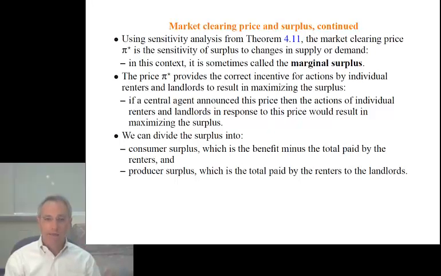The price pi gives the right incentive for actions by individual renters and individual landlords to maximize the surplus. We could imagine a centralized implementation. A central agent, for example, could announce this price. If they did, then the actions of individual renters, individual landlords in response would result in maximizing the surplus. For future reference, we can divide the surplus into consumer surplus, which is the benefit minus the total paid by the renters, and producer surplus, which is the total paid by the renters to the landlords.